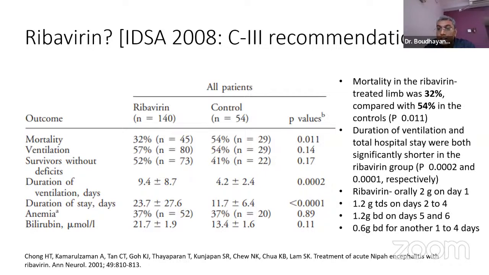And they have shown that the ribavirin-treated group is favorable in terms of mortality. It is 32% in the ribavirin-treated group, and placebo is 54%. So there is significant reduction in mortality in this Malaysian study, but the sample size was small. But subsequently in Bangladesh and Kerala, no studies have shown it to be much more effective. But that's why the IDSA 2008 encephalitis management guideline has recommended it as a C3 recommendation.